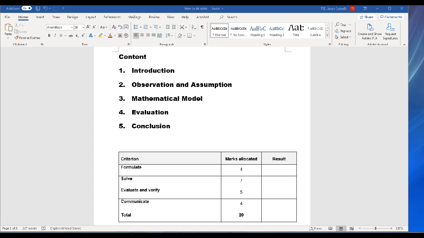The first part is introduction, the second is observation assumption, which you have done, and the third part is mathematical model, which is what we call the solve part. Okay, so let's highlight this.